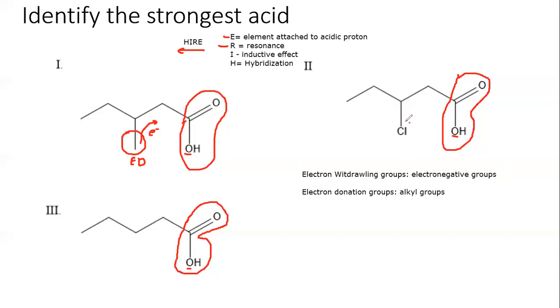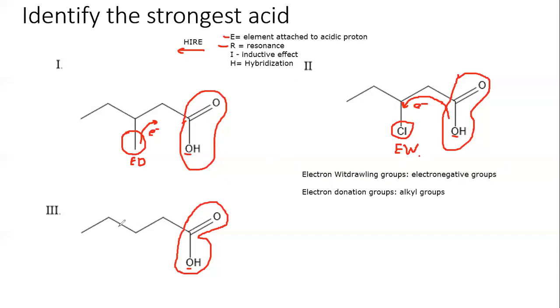Now if we go to the second one, we have chlorine. And chlorine is an electron withdrawing group. And so what chlorine is doing is it's pulling away electron density from the reaction center. Again, it's pulling electron density away from that OH bond. So if you pull electron density away from that OH bond, the H is not as tightly bound to the oxygen, making it easier to remove.